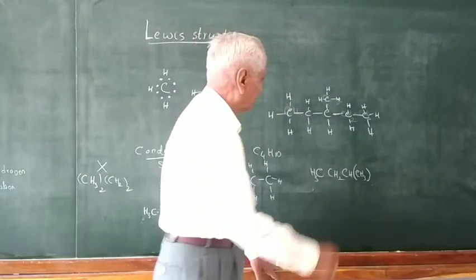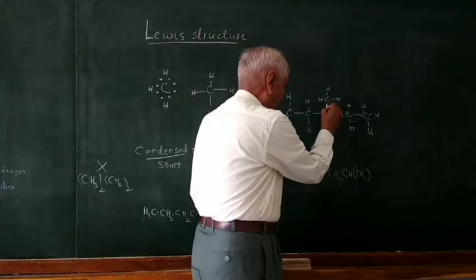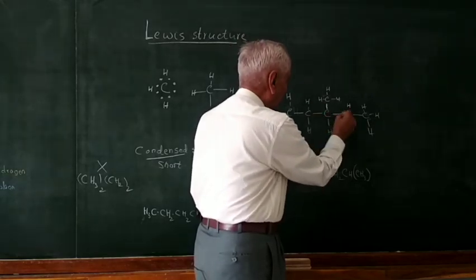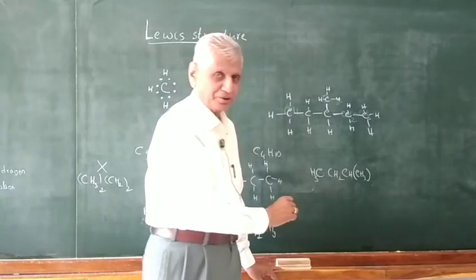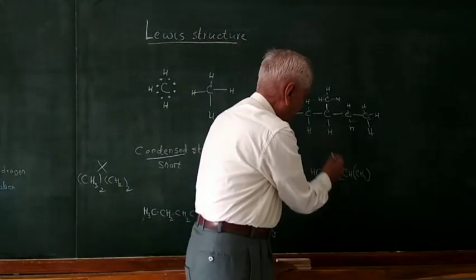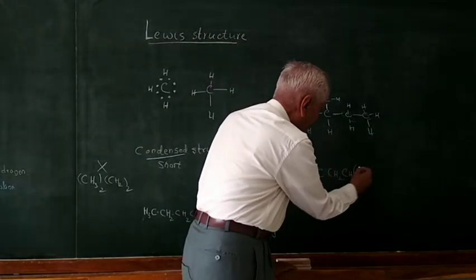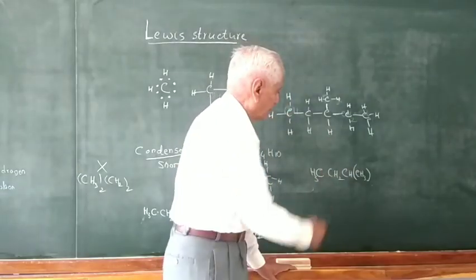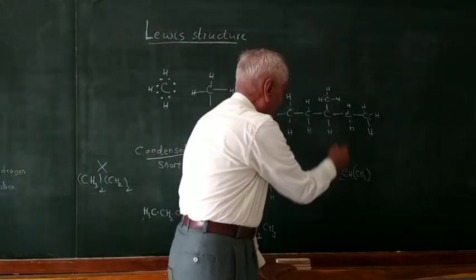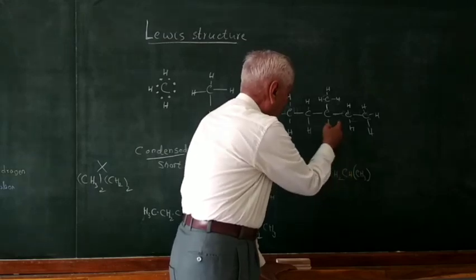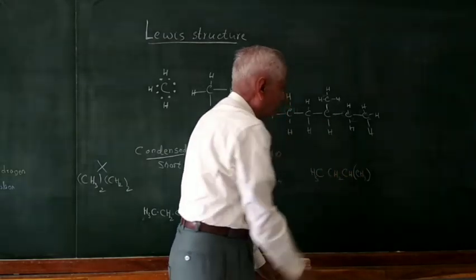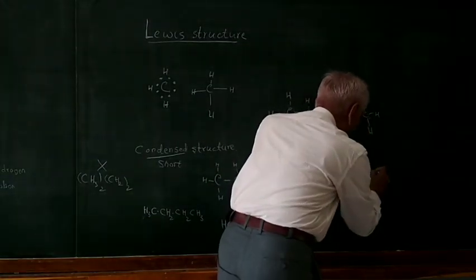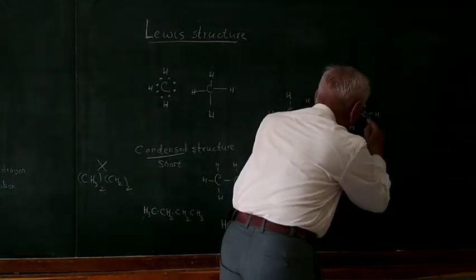Remember, here is a branch, because this carbon is connected to 1, 2 and 3 carbons. It's called a branch. Therefore, this branch is written like this, CH3. Here you are omitting the bond. CH, this bond you have omitted, this bond also you have omitted. Then CH3 you have written here. Okay? And then CH2, CH3.